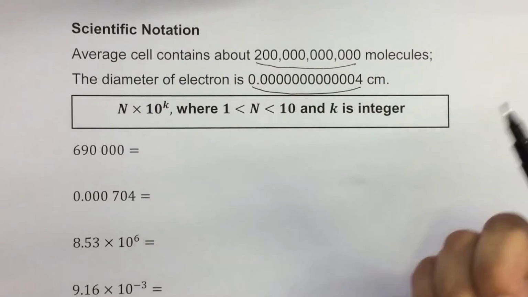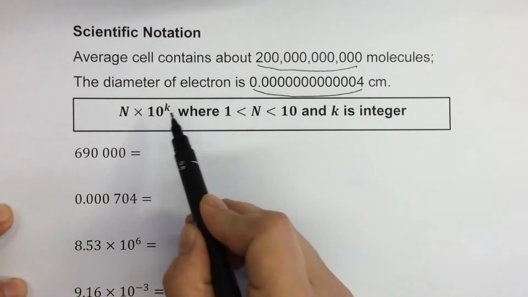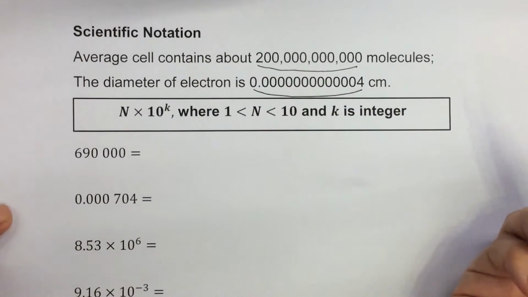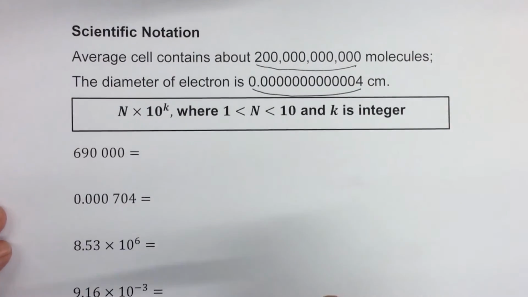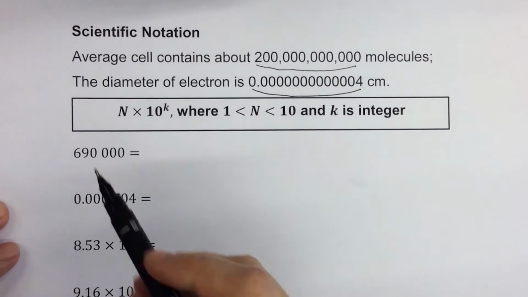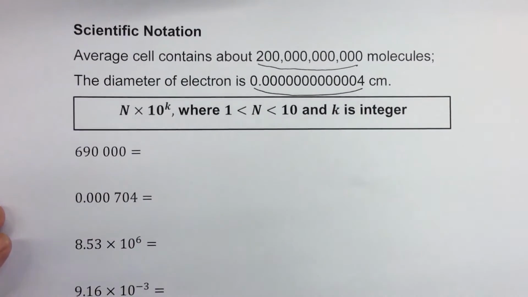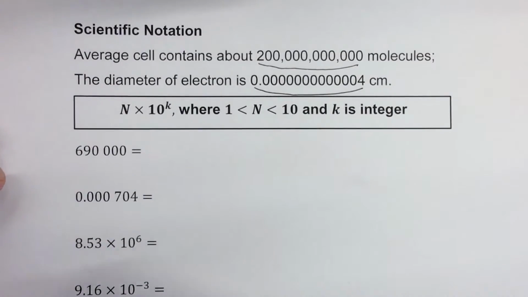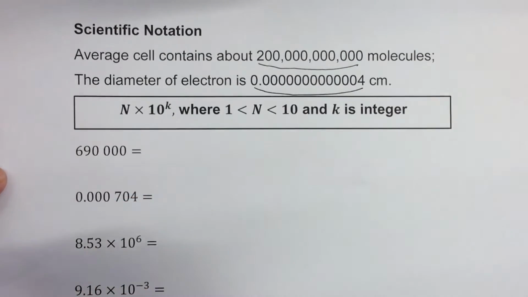That is to present a number in this form: N, which is between 1 and 10, times 10 to the power of k, where k is an integer. That is, it can be both negative or positive. For example, let's present in scientific notation 690,000. So this number we can read, and that's why I chose it, so we can comprehend and show a meaningful example. Let's start trying to present it in this form.